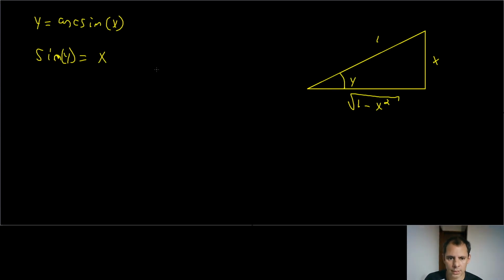Okay, so if this is this, find the cosine of y. Well, the cosine is going to be the adjacent side divided by the hypotenuse. So the cosine of y is square root of 1 minus x squared. Okay, that's the end of the exercise.